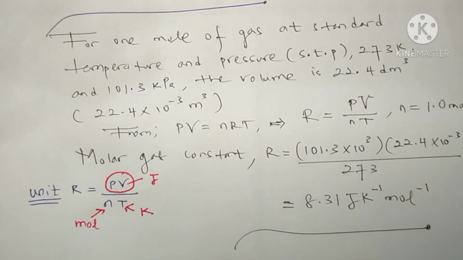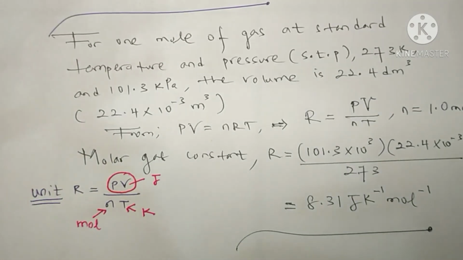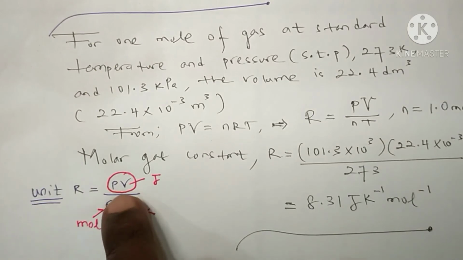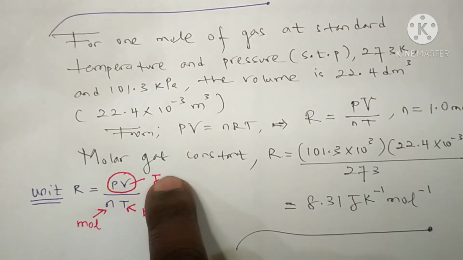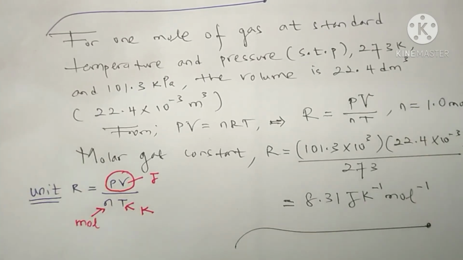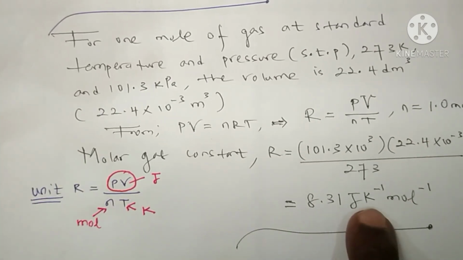The unit for molar gas constant R, by referring to this formula again, where PV is work done measured in joule, n is mole, T is absolute temperature measured in Kelvin. So the unit is joule per Kelvin per mole.